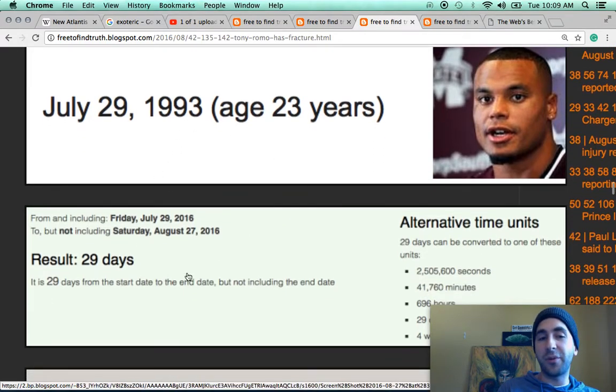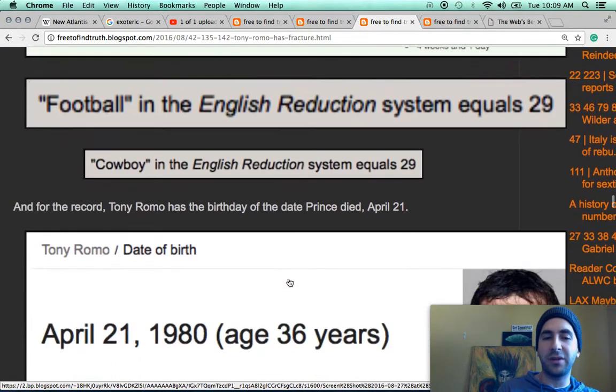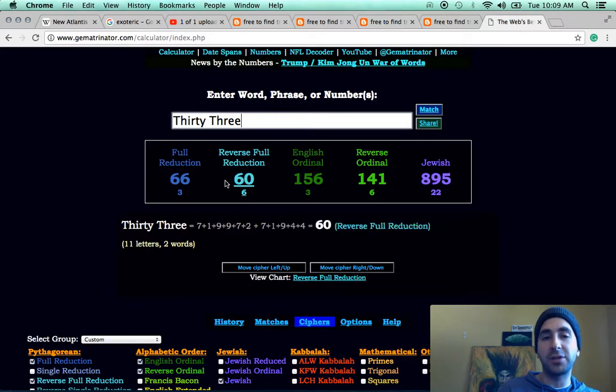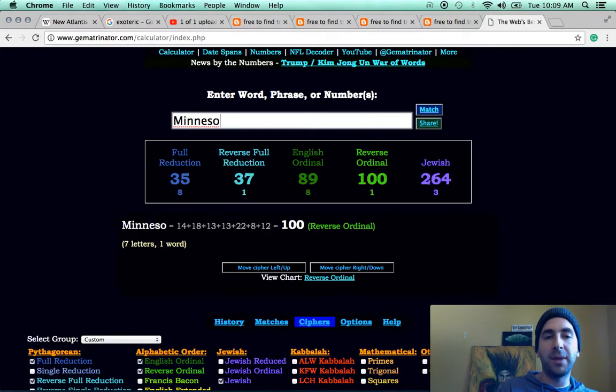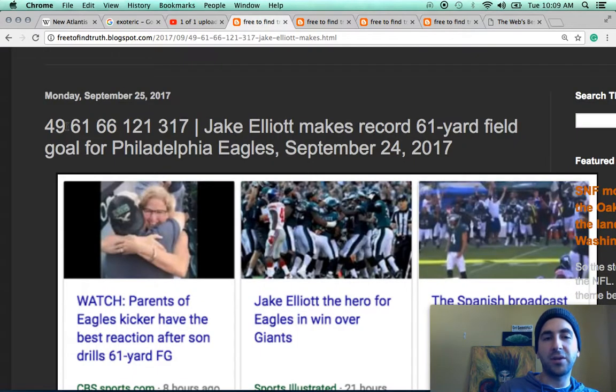But look at this. Last year when Tony Romo got hurt, exactly 29 days after his birthday on the 29th, football 29, cowboy 29. Talked about how last year Tony Romo had Prince's birthday. Prince died in Minnesota, hosting upcoming Super Bowl 52. Minnesota 52. You know, it's all by the code, Truth Seeker.